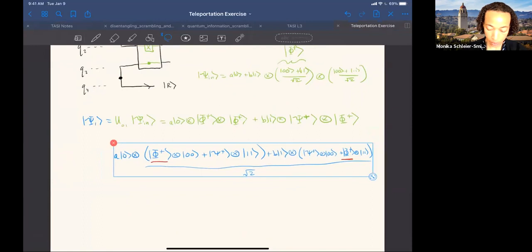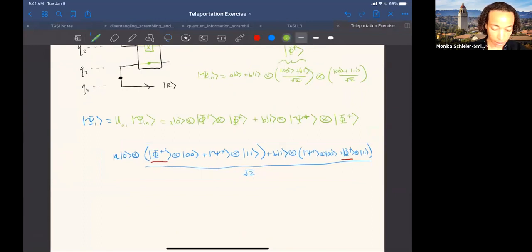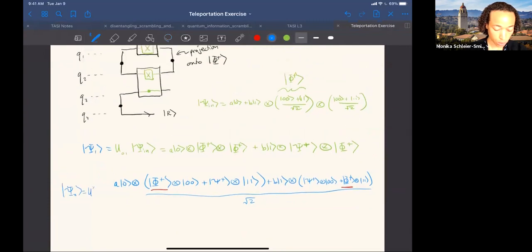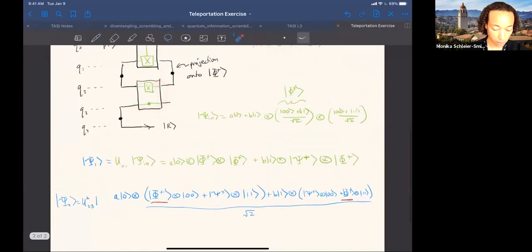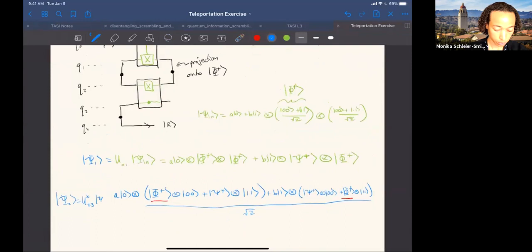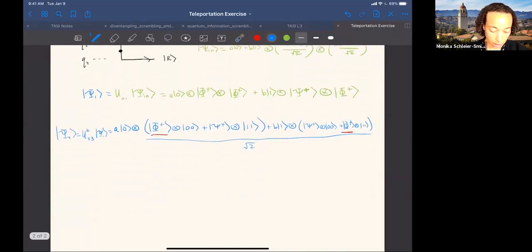In this example, if I define psi 2 as U star, which is actually the same as U acting on qubits 2 and 3, applied to psi 1, so now I'm just applying this second gate acting on psi 1. What I'm going to get out is something that I've written out here, but let's try to parse this.